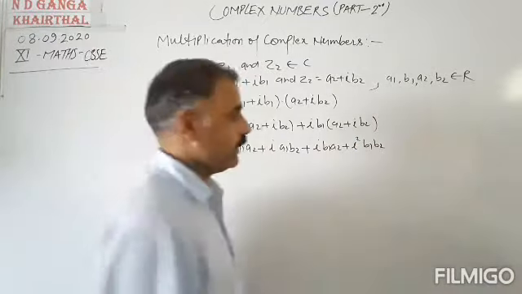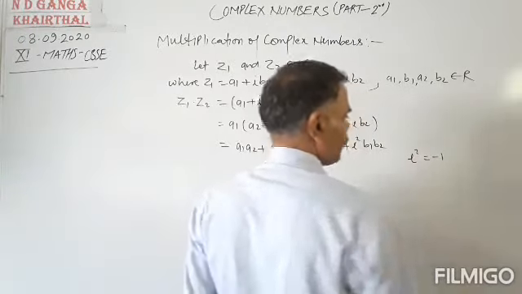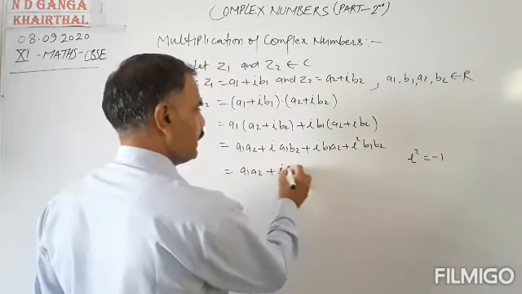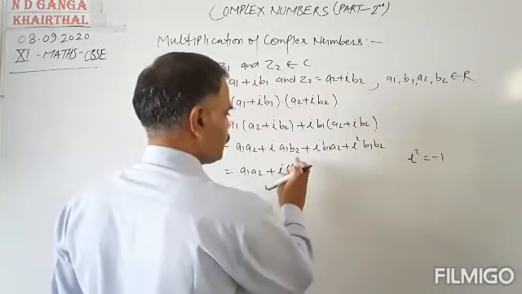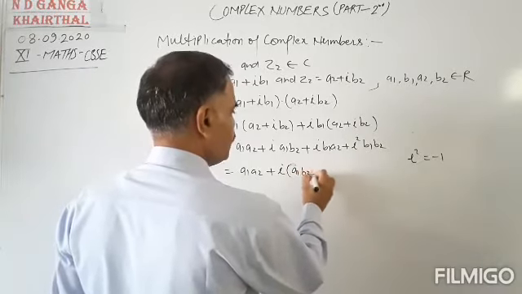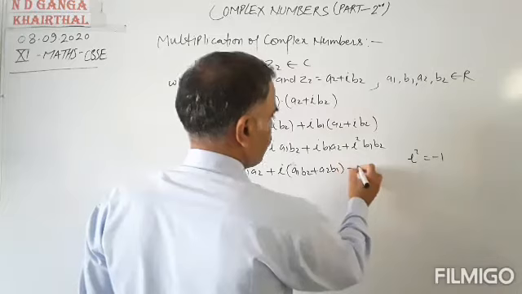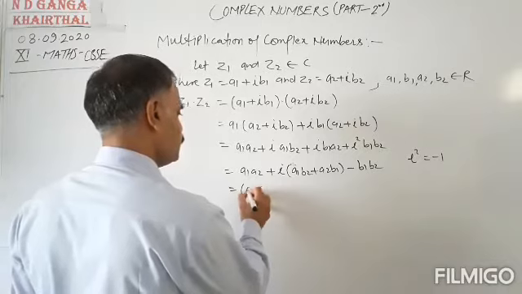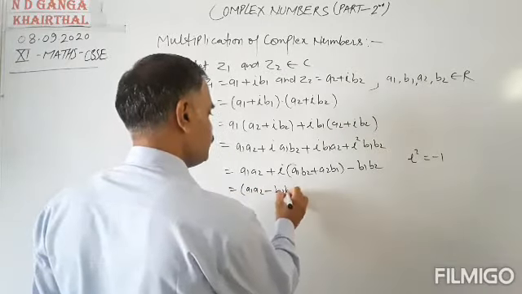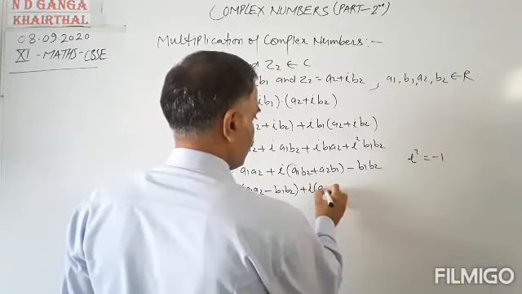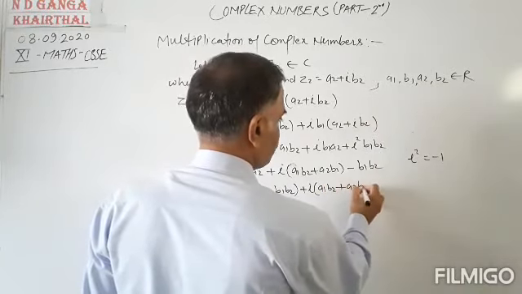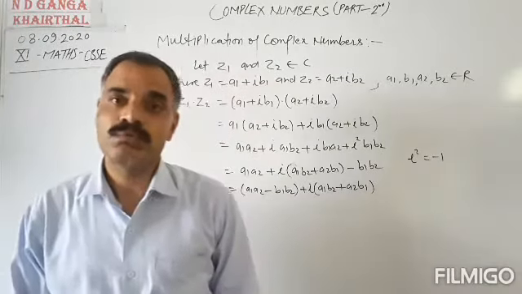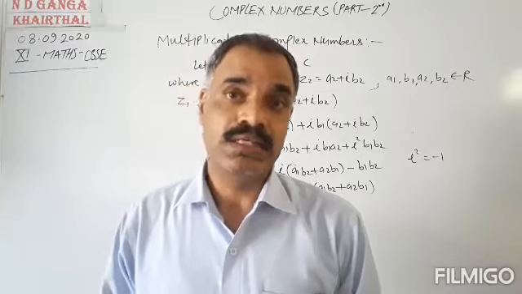Okay, and we know that iota square is equal to -1. So this becomes A1 A2 plus iota, taking iota common, we will have A1 B2 plus A2 B1, minus B1 B2. So this is equal to A1 A2 minus B1 B2 plus iota times A1 B2 plus A2 B1. Okay, so this is the multiplication of two complex numbers Z1 and Z2.